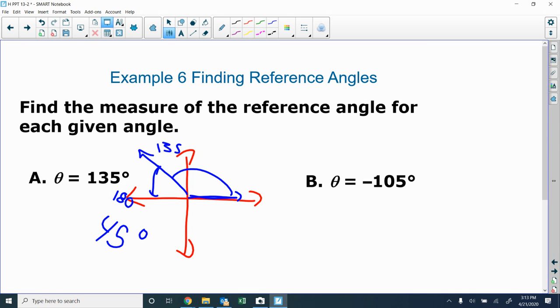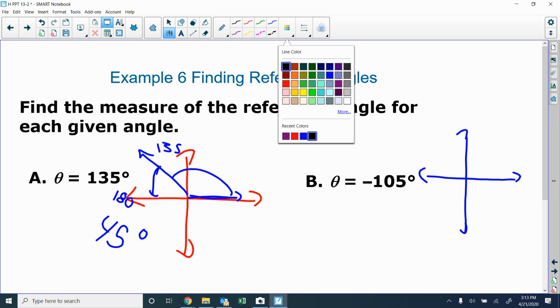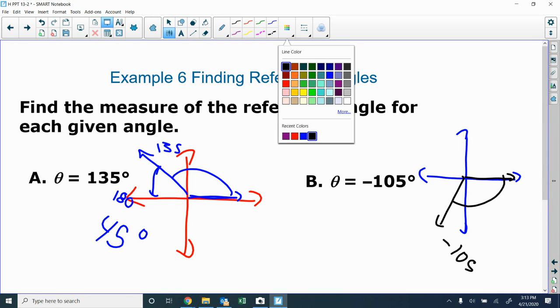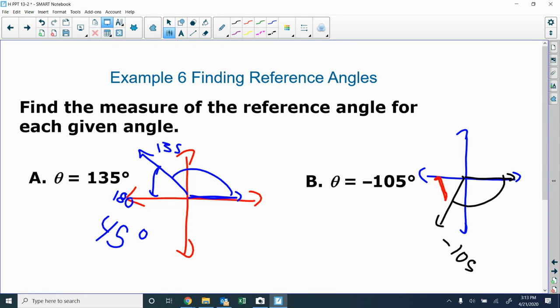Let's try this one over here, negative 105. Okay, so negative 105, starting here. That would be negative 90, negative 105. Again, we're approximating this. But I'm trying to get back to the x-axis as fast as I can, and that's going this way. And what is that going to be? That's going to be 75 degrees. Now notice that is positive. All reference angles are positive.